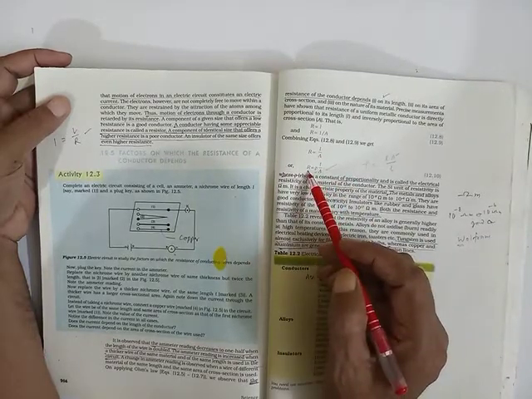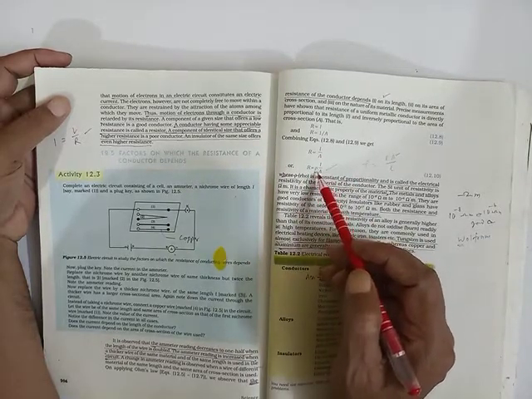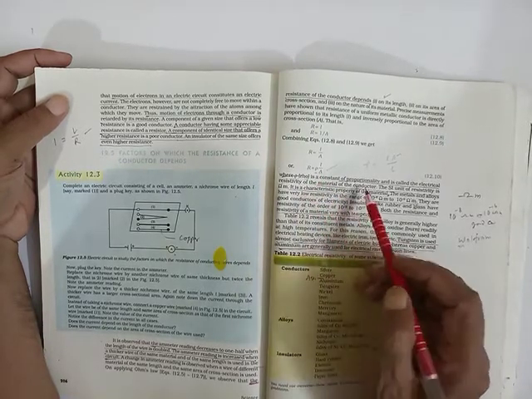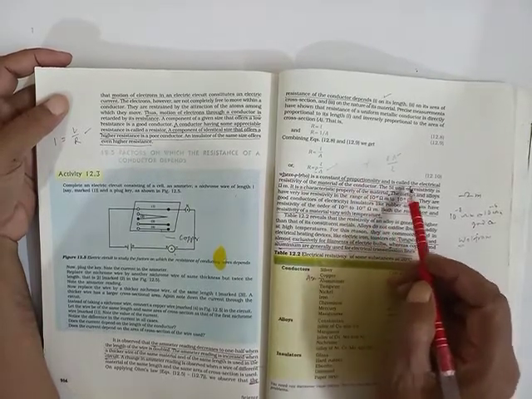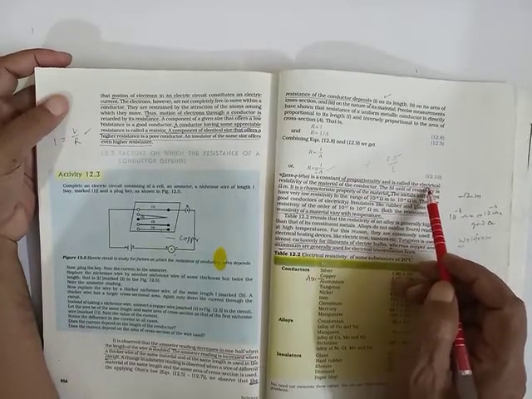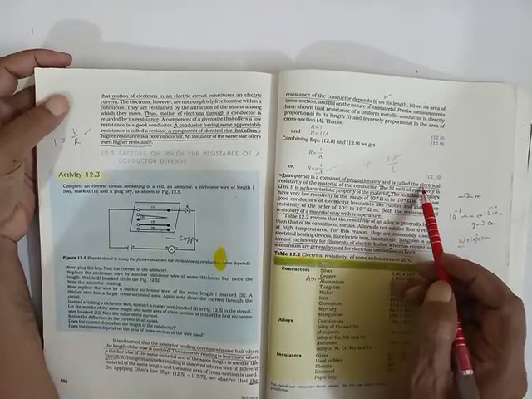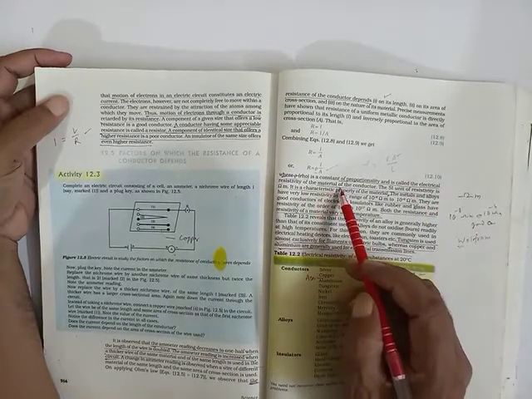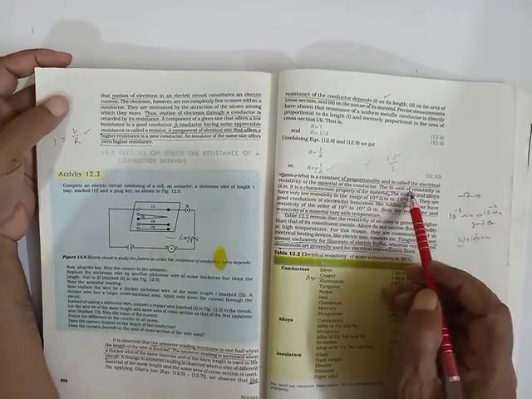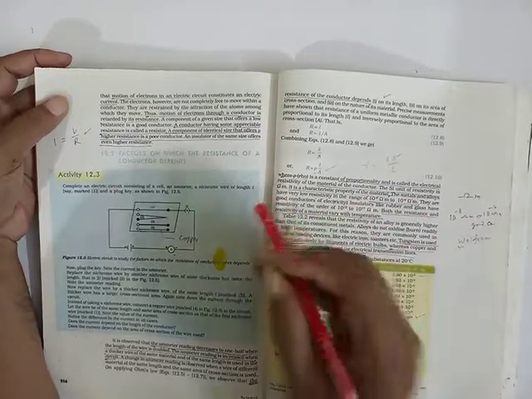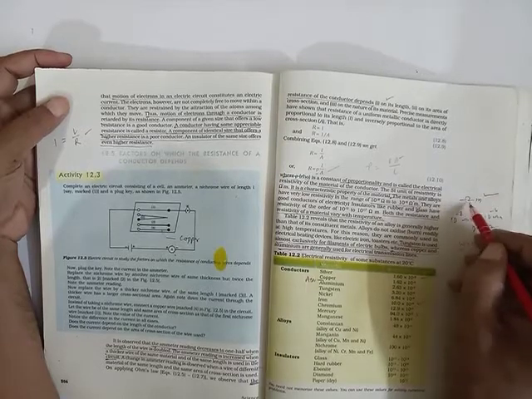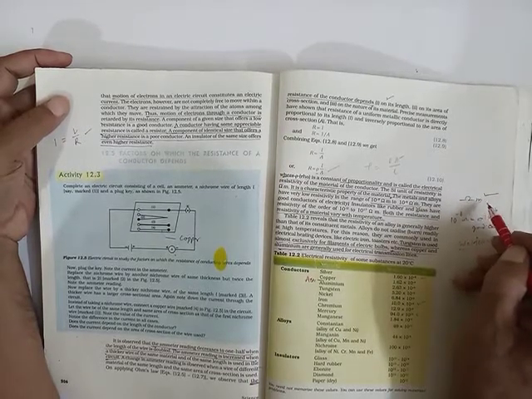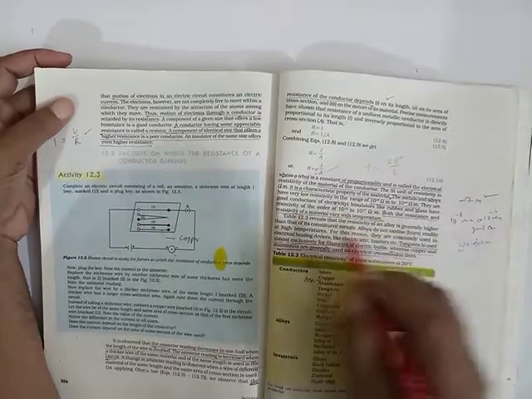Or now R is equal to rho L by A. This is rho. What is rho here? It is the constant of proportionality, and is called the electrical resistivity of the material of the conductor. The SI unit of resistivity is ohm meter. Look at this, this is ohm meter. Resistivity has the SI unit ohm meter.